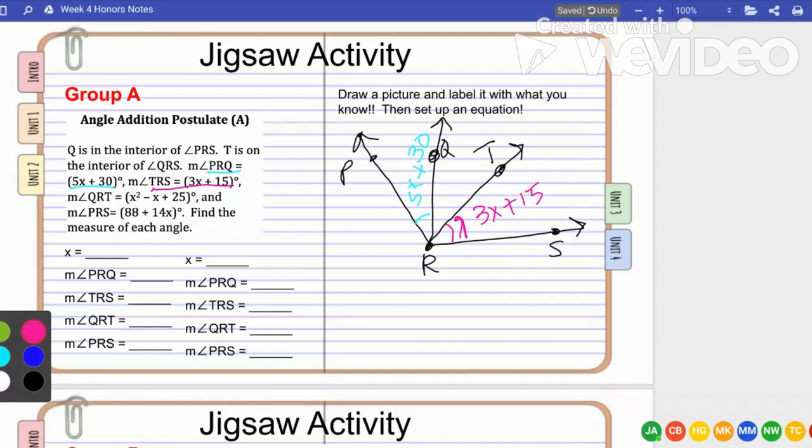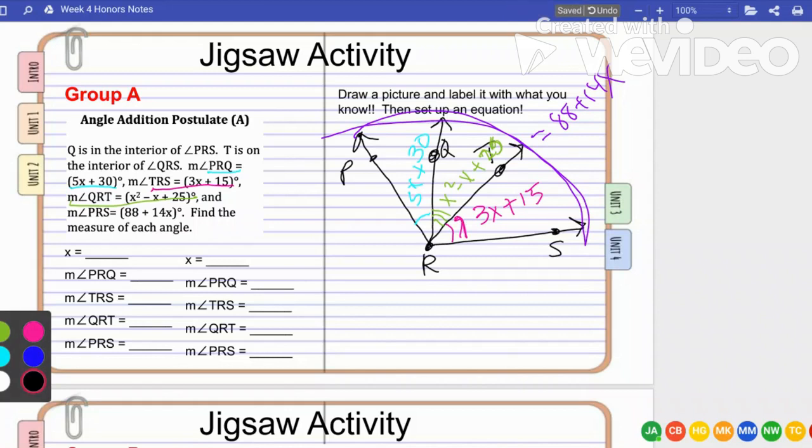And then angle QRT is this angle right here. And we're going to write x squared minus x plus 25. Last but not least, we're given angle PRS. That's the total. So outside here, angle PRS is equal to 88 plus 14x.